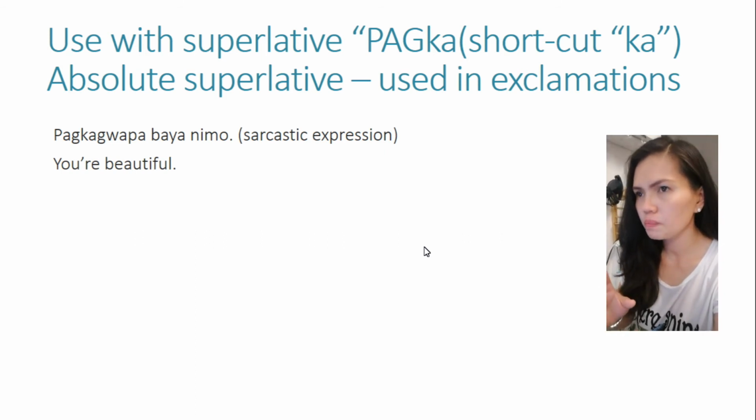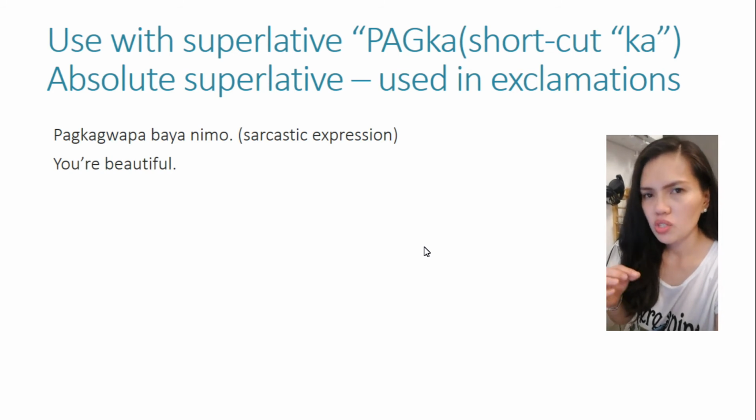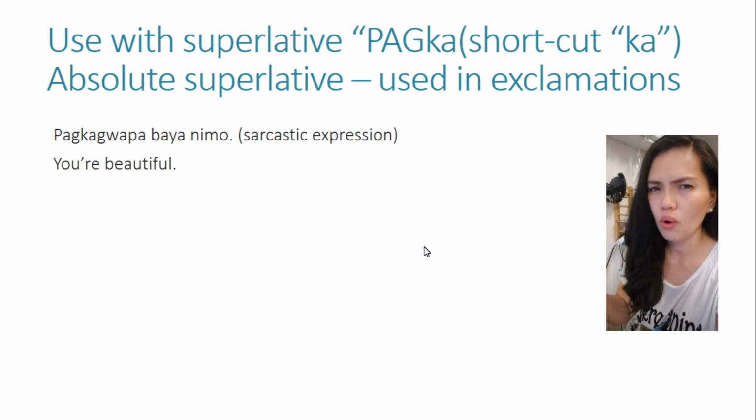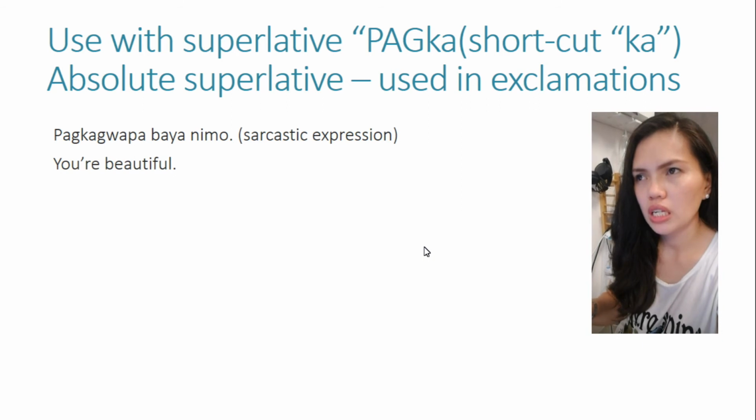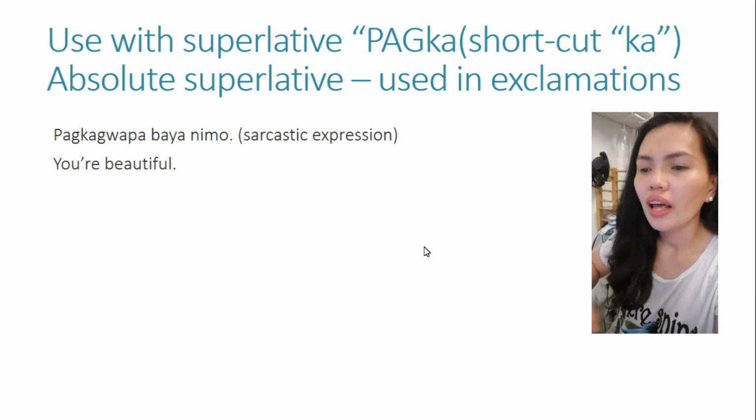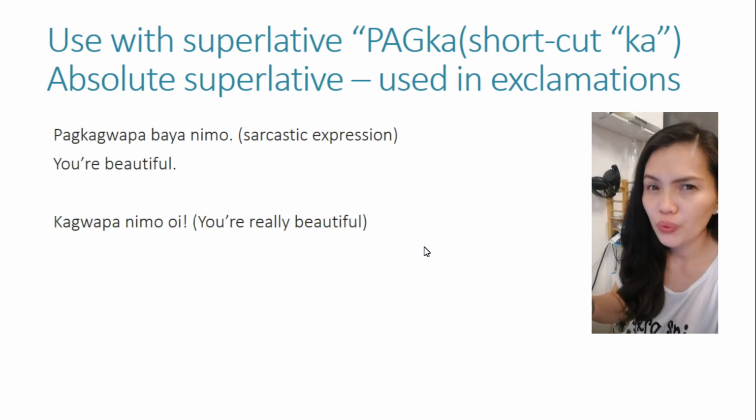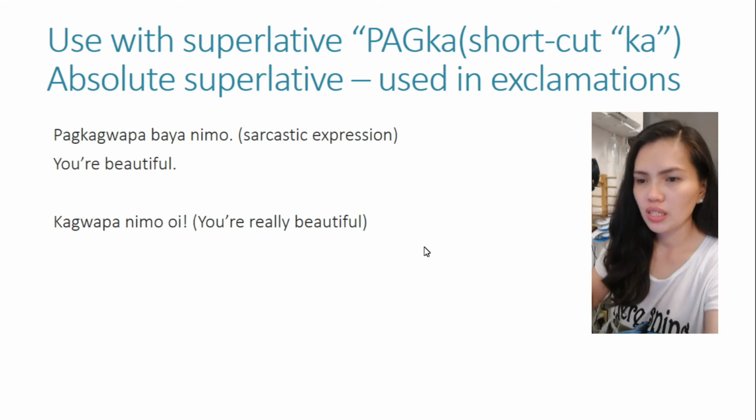It's a bit agitated and at the same time sarcastic expression. Okay, maybe you committed a small mistake and then the other person is a bit annoyed. So he or she would say, pagkagwapa baya nimo. So why did you do that? So sort of like that. Okay. So, pagkagwapa baya nimo is you're beautiful in English. Okay? It's a lighter way of saying, what a stupid thing for you to do? Sort of like that. Okay. What a stupid thing for you to do, or what a fool of you? Sort of like that. Okay, so now let's proceed.